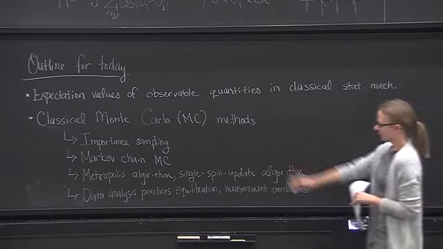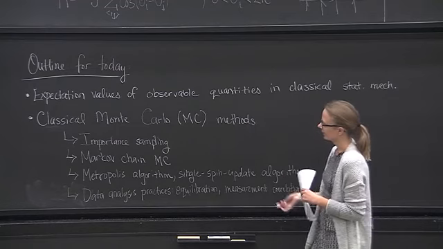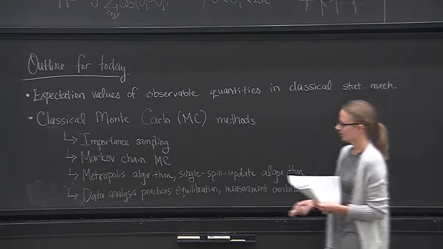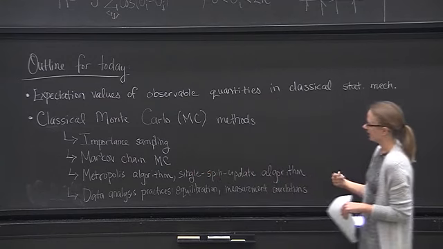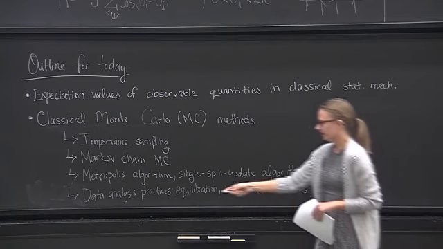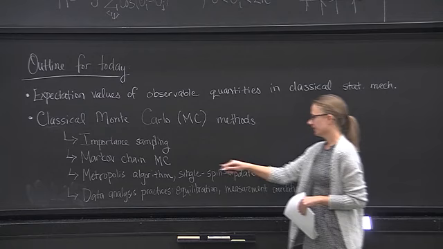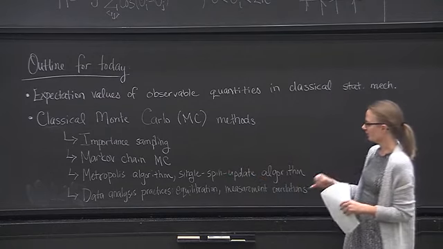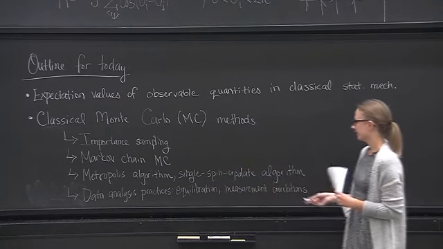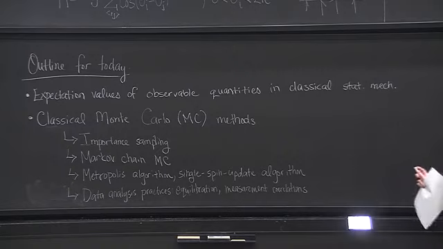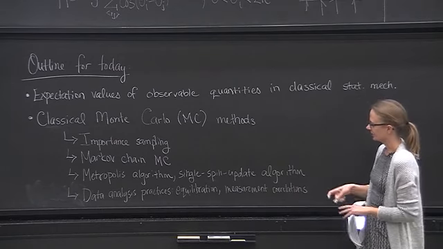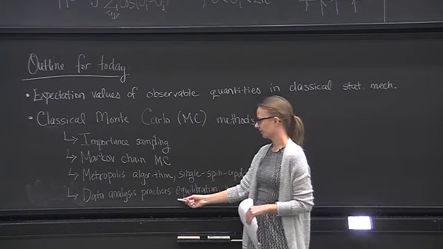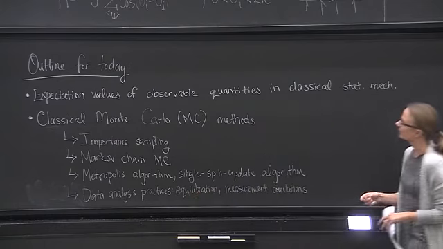So I've just written here some of the key words that you're going to see throughout today's lecture. We're going to talk about something called importance sampling, Markov chains, and then the specific algorithms we'll look at, the Metropolis algorithm, and then a specific simple type of Metropolis algorithm, which just does single spin updates, and we'll talk about what that means. And then after that, we'll talk about some more technical implementation details about how you have to be careful when you analyze your data in these numerical simulations.